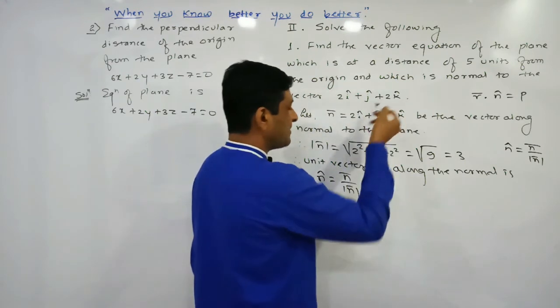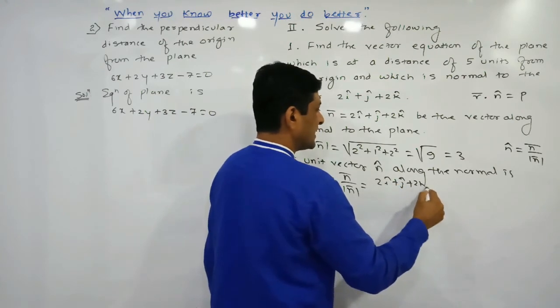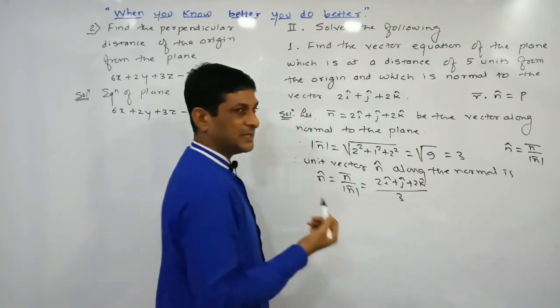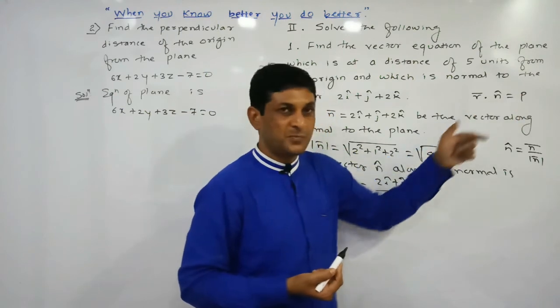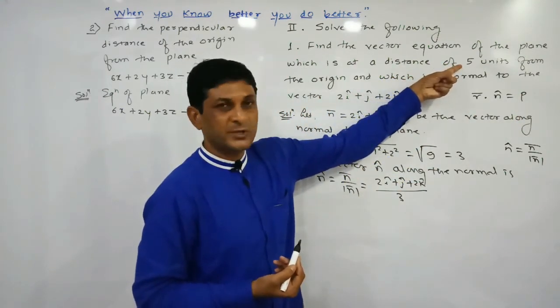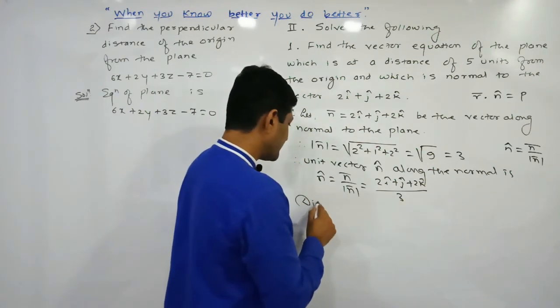What is the value of n bar here? 2i cap plus j cap plus 2k cap divided by the magnitude of n bar. What is the magnitude of n bar? 3. Once the value of n cap is known to us, which is the second required value? p. p means the distance of the plane from the origin, and here the distance of the plane from the origin is already given to us. What is that distance? 5.